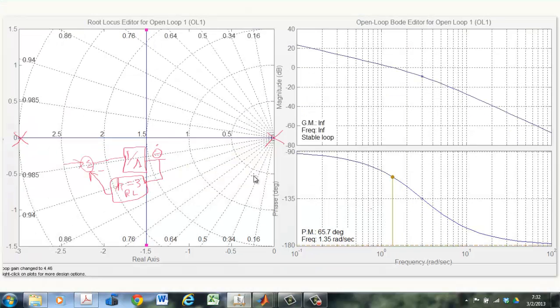Let's see what we've done. The inner loop SAS, stability augmentation system, when we closed with a root locus gain of 3 on the inner loop, gave us a closed loop system. The inner loop CLTF with root locus gain of 3 resulted in a closed loop transfer function of 1 over s plus 3. Then we closed the outer loop on the inner loop. So we had the CLTF, which was equal to 1 over s plus 3.